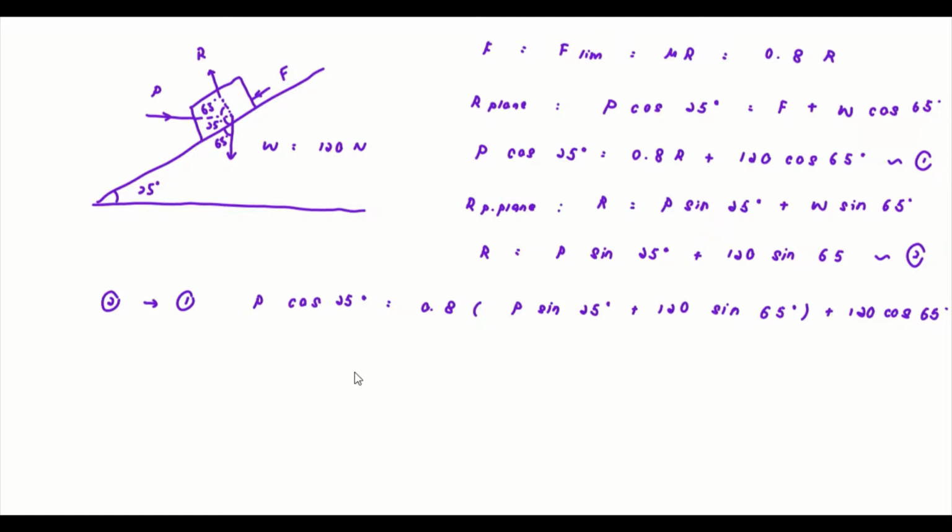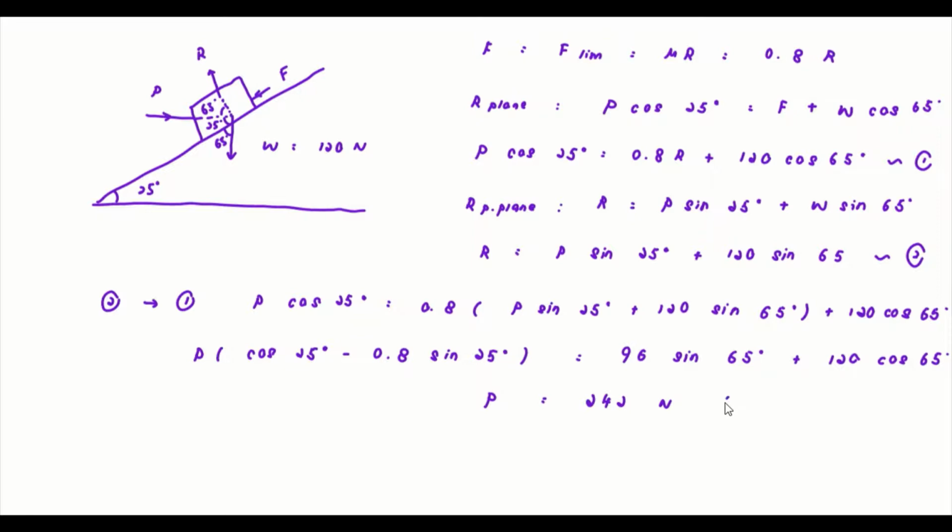I think you should be quite familiar with this kind of equation already. You can just bring our P to one side. So P cos 25 minus 0.8 P sine 25. What we have left here is 0.8 times 120, that gives us 96 sine 65, and then plus 120 cos 65. From here we can solve for P, and you should be able to get P is equal to 242 Newtons to 3 significant figures.